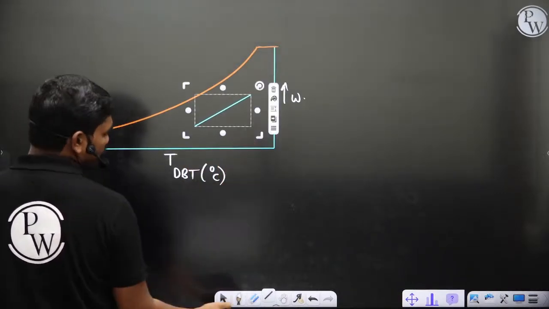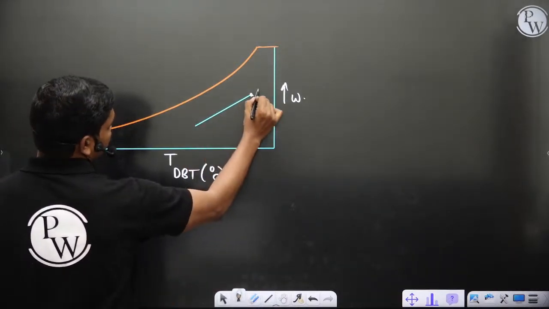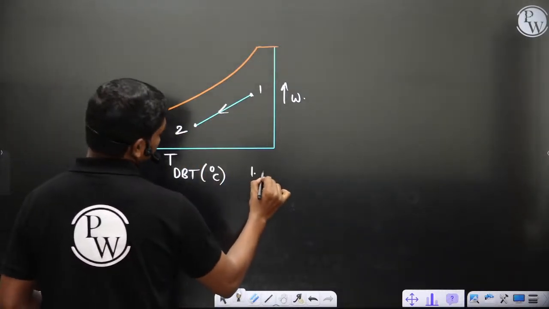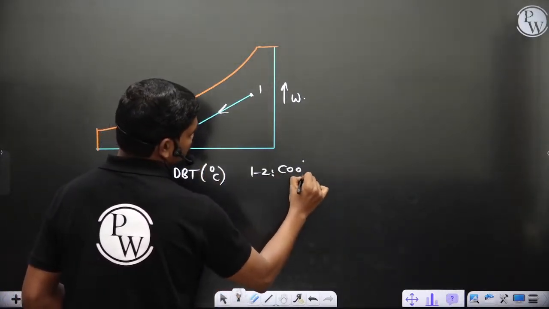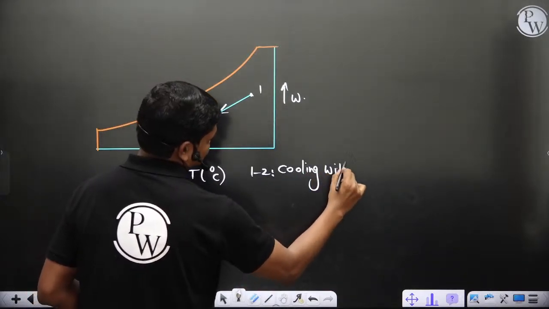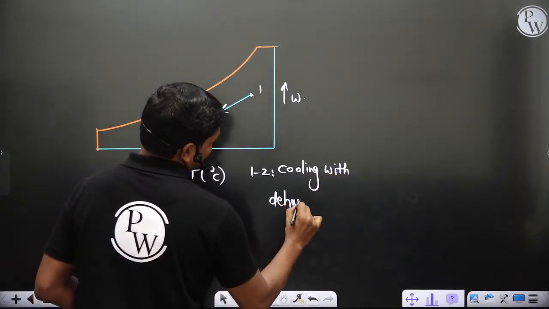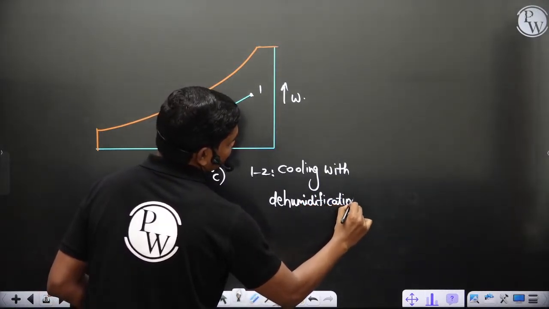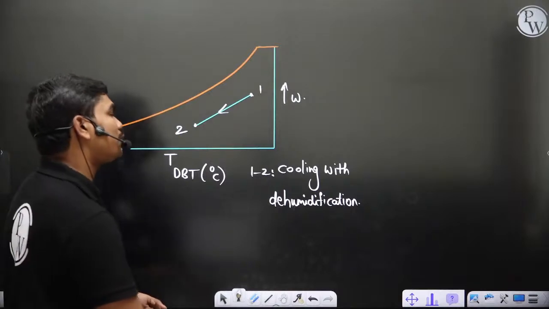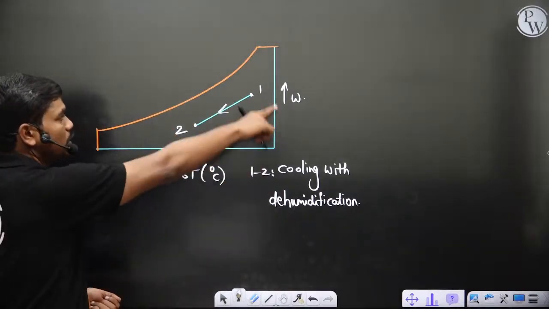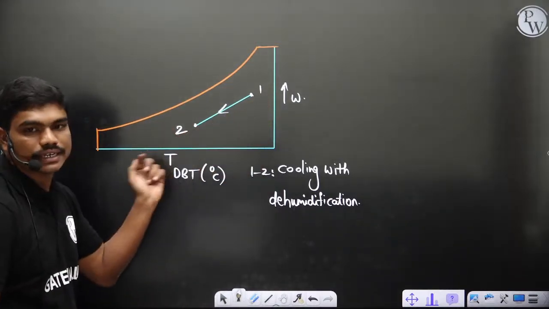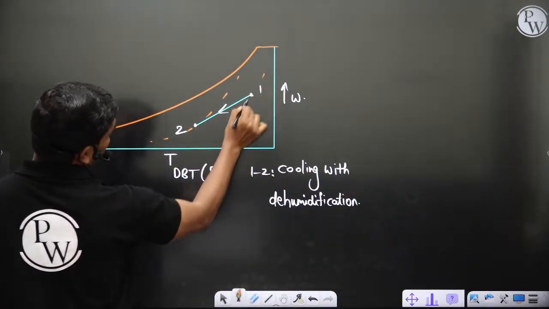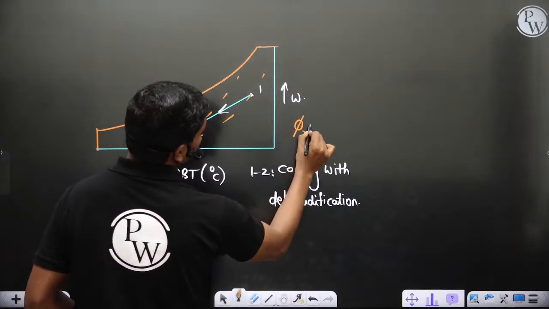This is how the line appears, 1 to 2 here. This 1 to 2 is basically cooling with dehumidification. So 1 to 2 is what you have. This is omega, and this is the variable temperature. So clearly temperature decreases, and if you spot lines of omega, definitely phi increases in this case. So phi 2 is greater than phi 1.